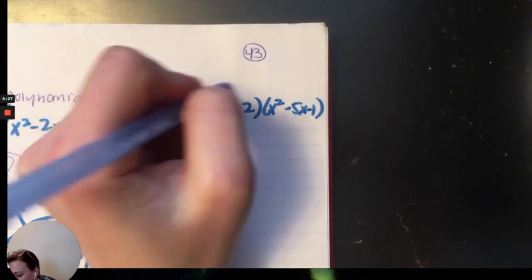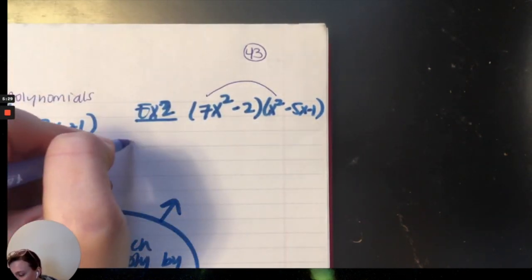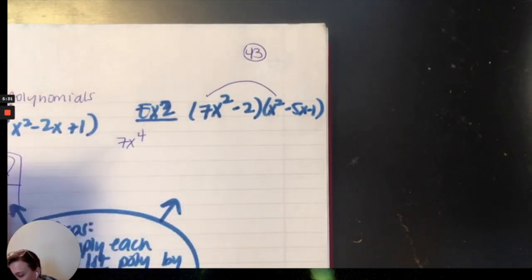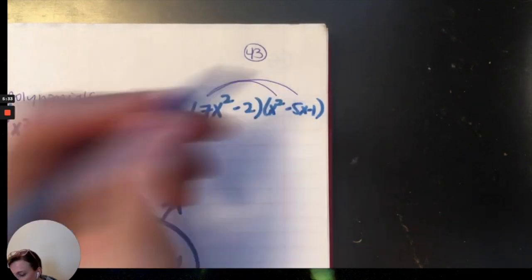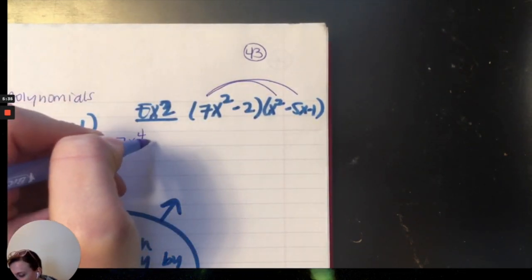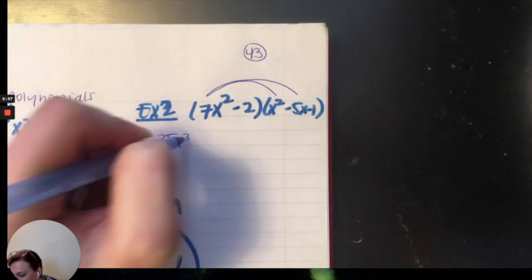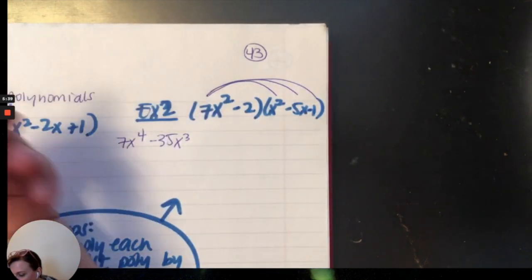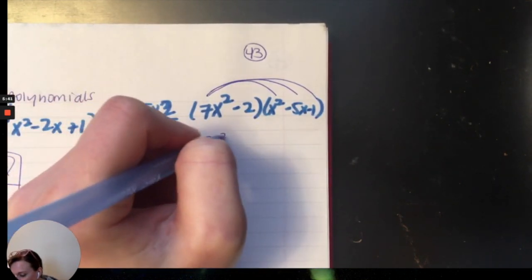So I'm going to have 7x squared times x squared. So that's going to get me 7x to the 4th. I'm going to do 7x squared times negative 5x, which is going to be negative 35x cubed. 7x squared times negative 1, negative 7x squared.